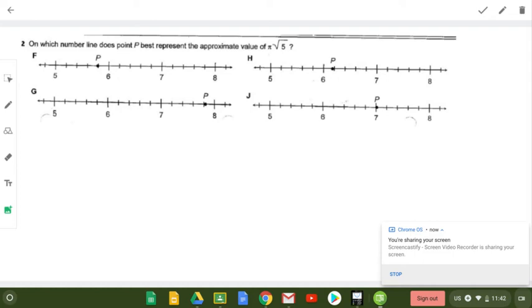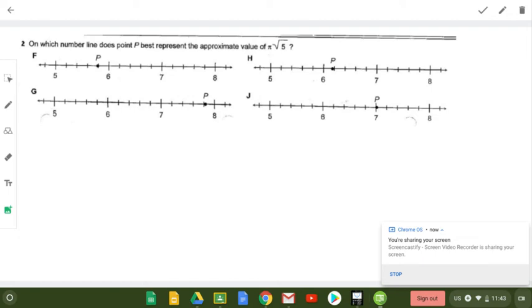Looks like we're dealing with a number line here, and we're estimating the square root. So let's look at it. Number 2: on which number line does point P best represent the approximate value of pi times the square root of 5? This is a simple calculator-type problem, or you can mentally estimate it.